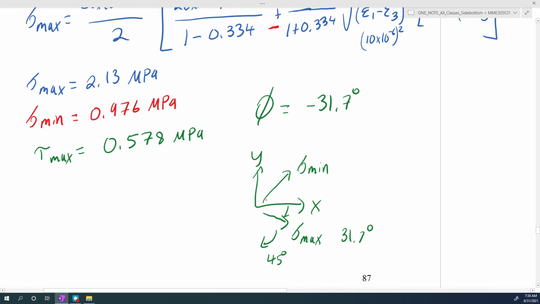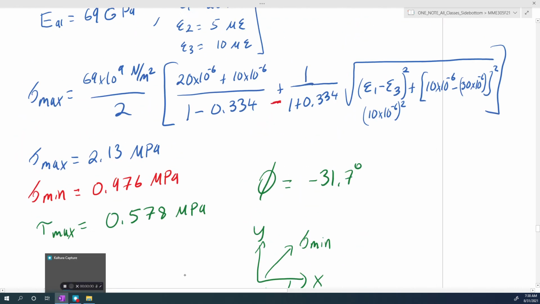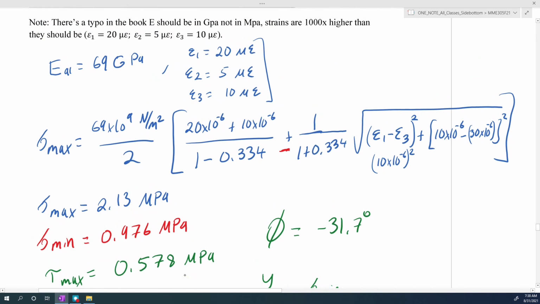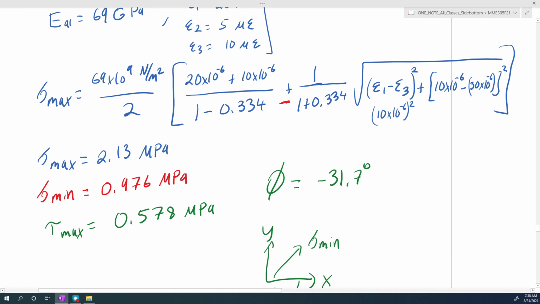So that's how you would use the equations if you knew the strain within a strain gauge rosette that was offset by 45 degrees to determine the maximum and minimum stresses, principal stresses, as well as the maximum shear stress and its location.